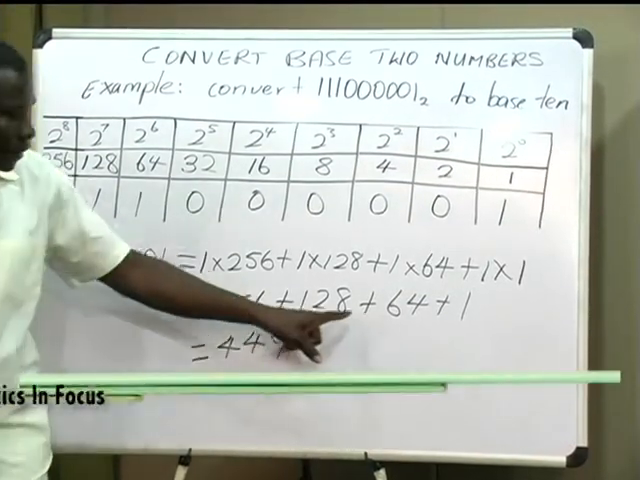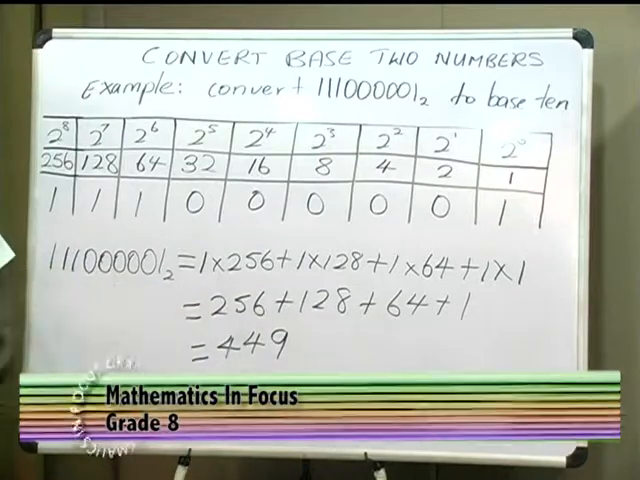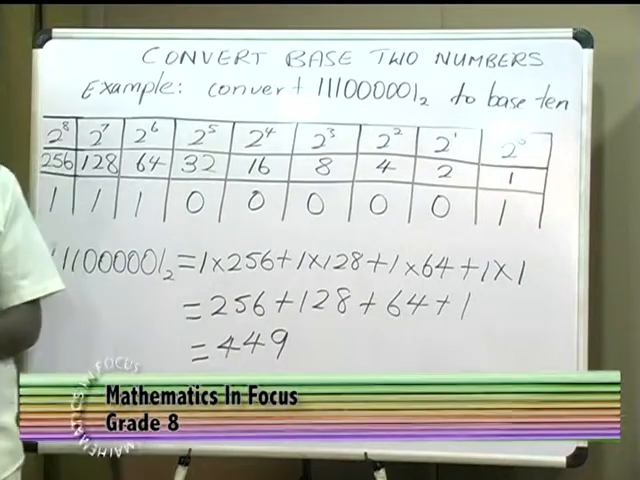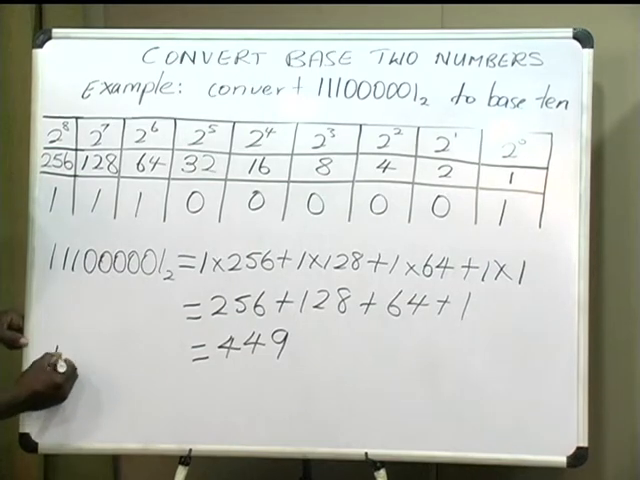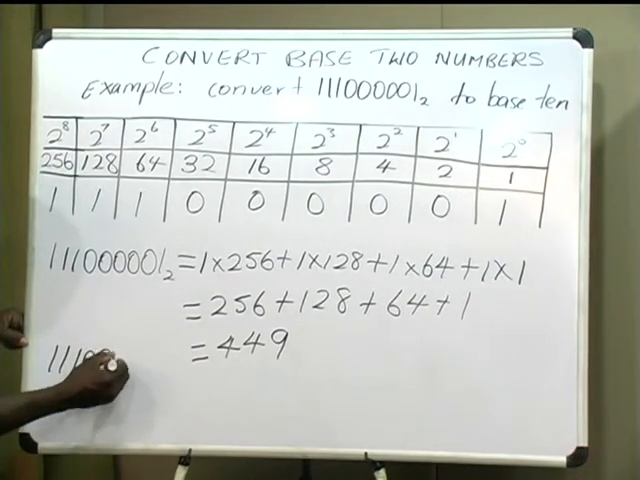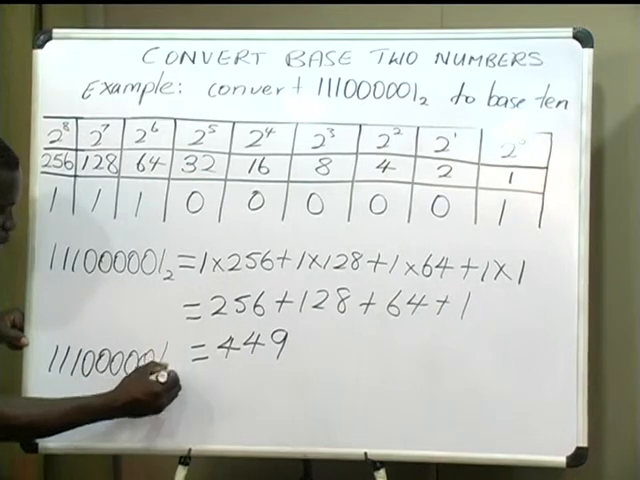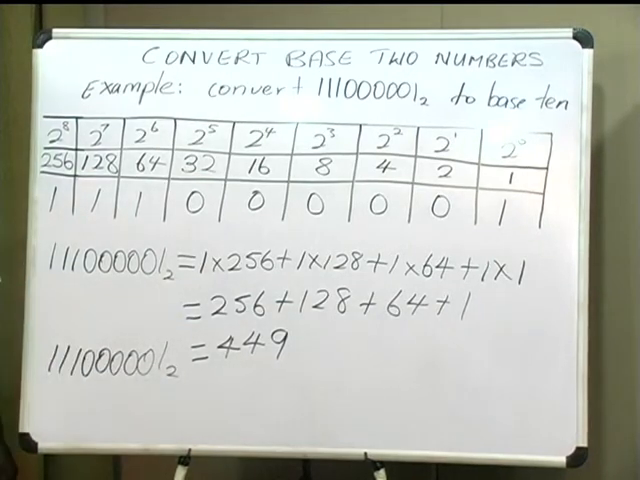When we add up these figures here, you add it up and you will see that we get 449. So we write that 111000001 base 2 has a value of 449.